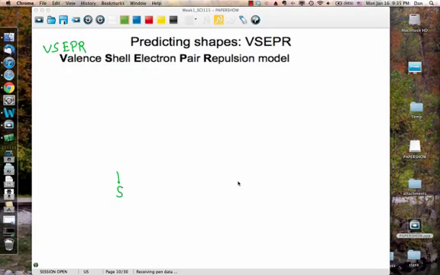And so for something like SF4, why did we put the lone pair at this equatorial position as opposed to some other location on the molecule? The answer is that electrons take up a lot of space, particularly non-bonding electrons. And so this lone pair is actually quite large and would require the most spacious area it can find. So these electrons take up a lot of space.